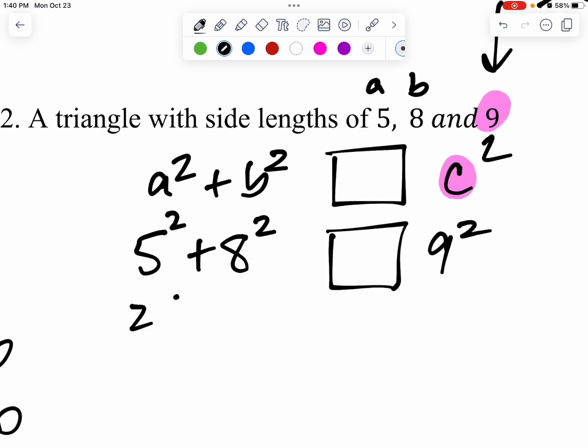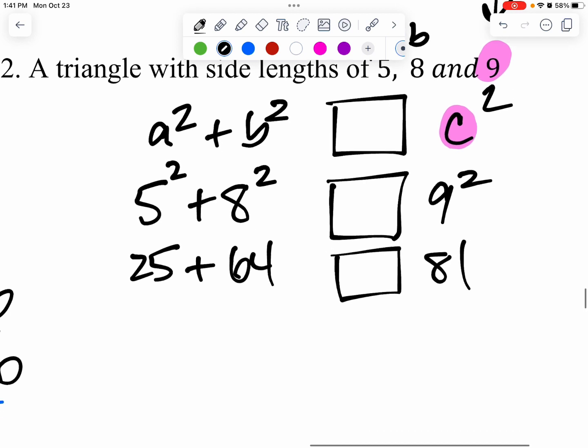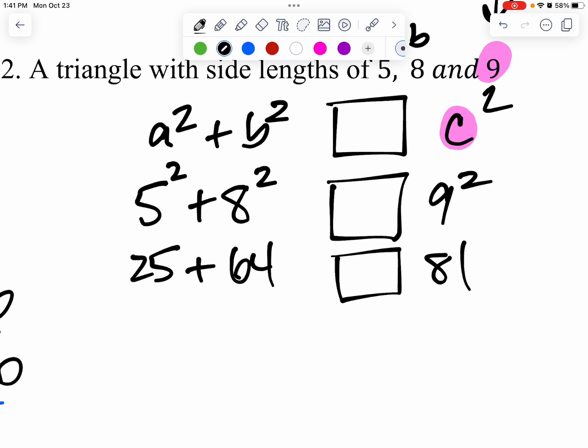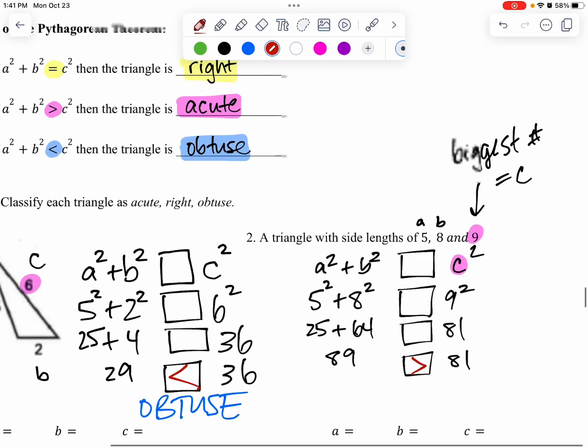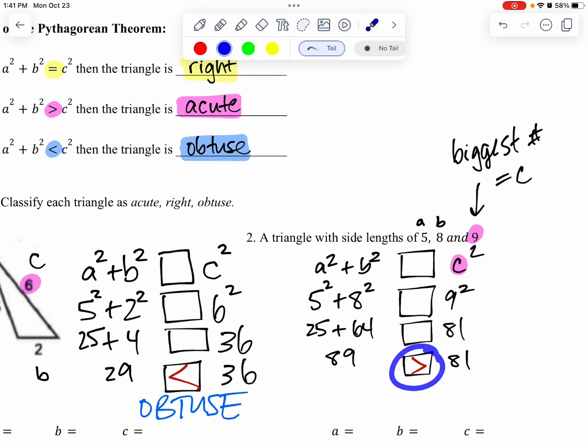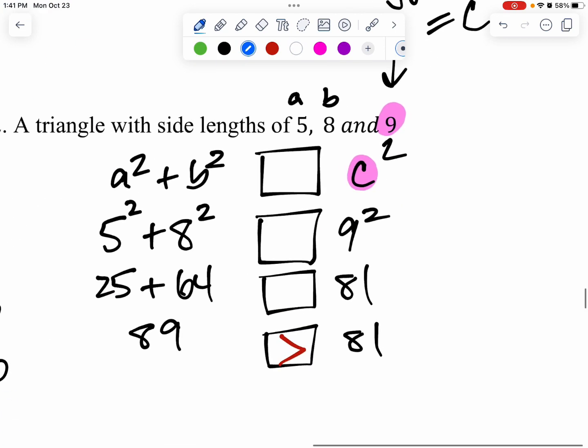Now, what I'm going to do is crunch some numbers. 5 squared is 25. Check your calculator if you need to. 8 squared, that means 8 times 8. It's 64. How does that compare to 9 squared, which is 81? What happens when I combine 25 and 64? I get, what, 89? And the alligator mouth wants to eat the bigger number, so the alligator mouth is eating the 89 and not the 81. Now let's match up those symbols. This symbol goes with this one, so I'm going to write acute. Excellent.